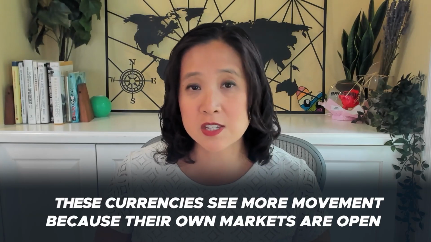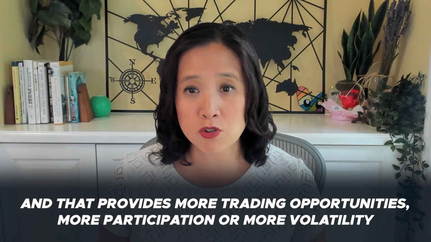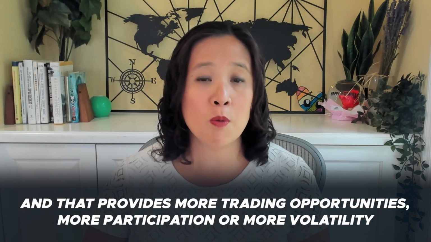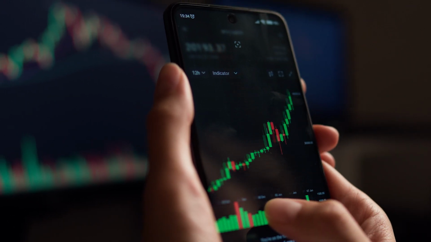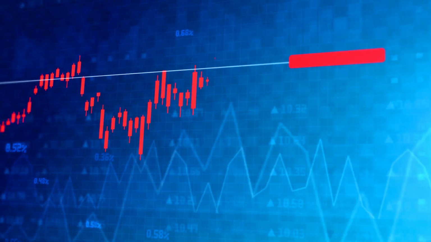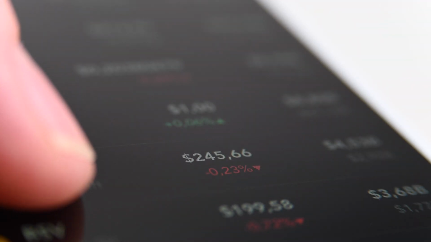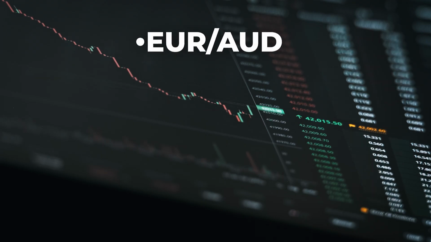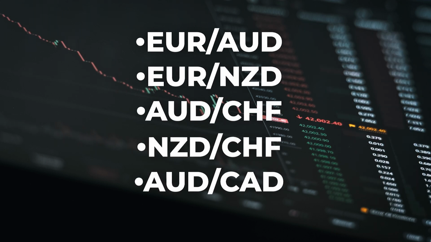These currencies see more movement because their own markets are open, and that provides more trading opportunities, more participation, more volatility. That's also the time of day when these countries tend to release their economic data, which can provide a further catalyst for movement. During the Asia session, my favorite currency pairs to trade are Euro Aussie, Euro Kiwi, Aussie Swiss, Kiwi Swiss, Aussie CAD, and Kiwi CAD.